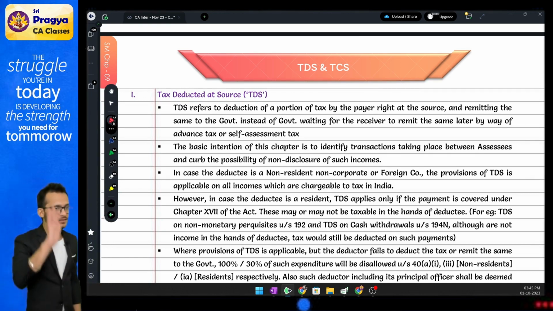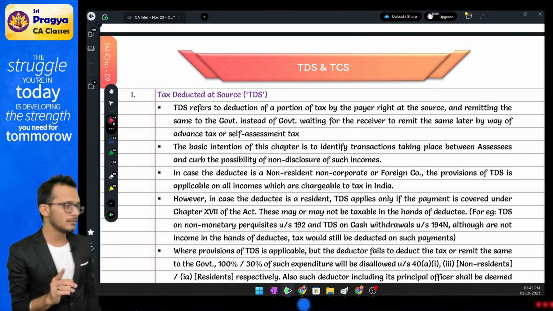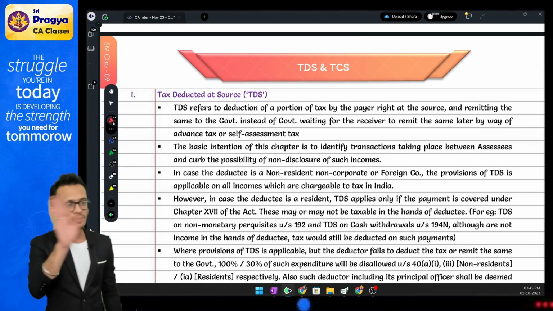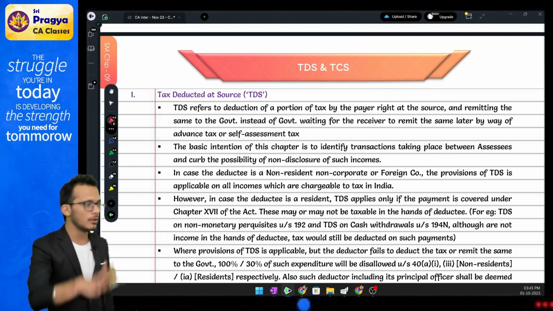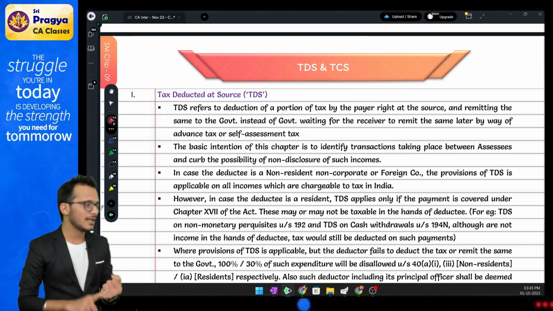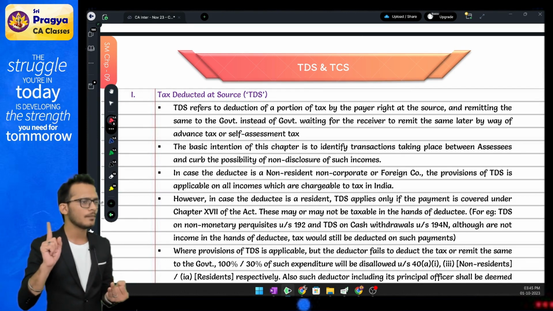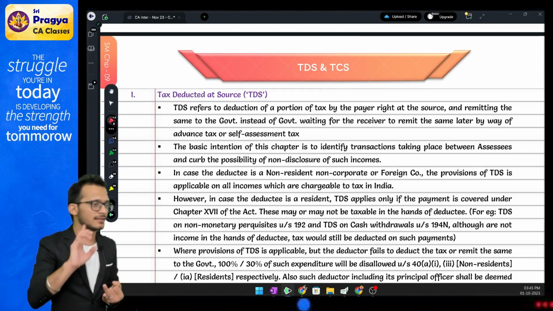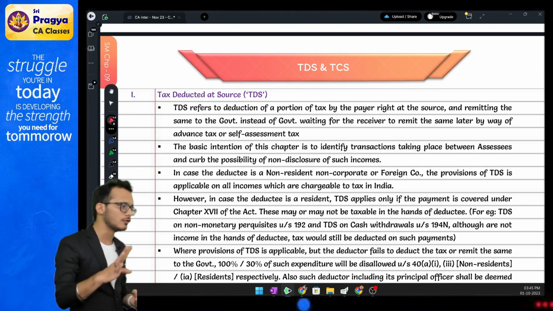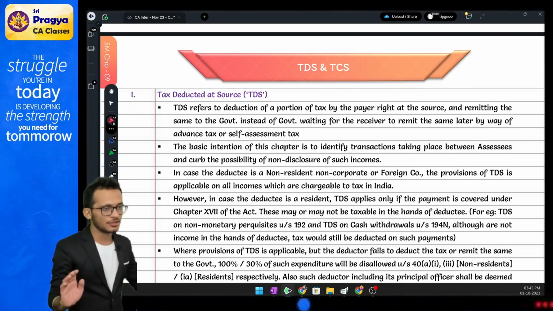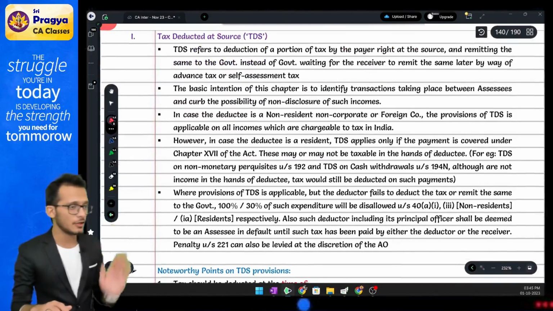Before you start the chapter, there are some golden rules to follow. Golden rule number 1 says that TDS should be done on payment or credit, whichever is earlier. But for some cases, you can do it on payment only, like salary cases, dividend cases, cash withdrawal cases, casual income cases, any kind of government related cases, compulsory acquisition, 194LA, all those cases. Yes, all these cases you will do only on payment basis. You will not do it on credit basis.